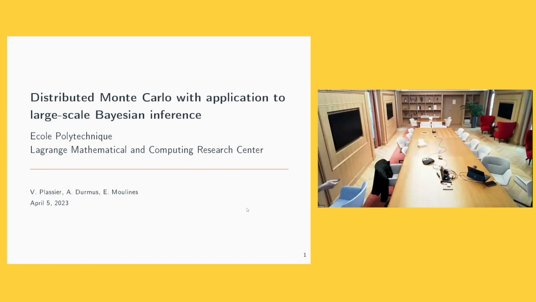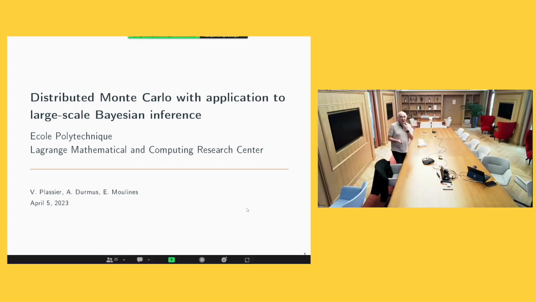Okay, so it's a kind of new improved version of what we did together. It's on distributed Monte Carlo, with application to large-scale Bayesian inference.